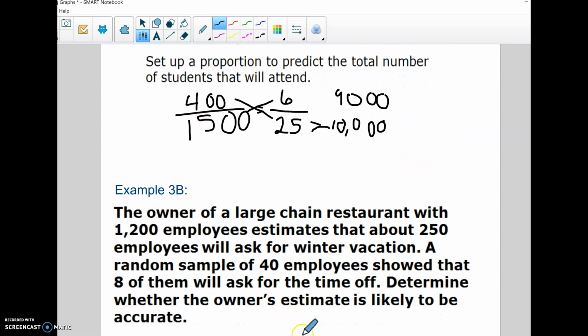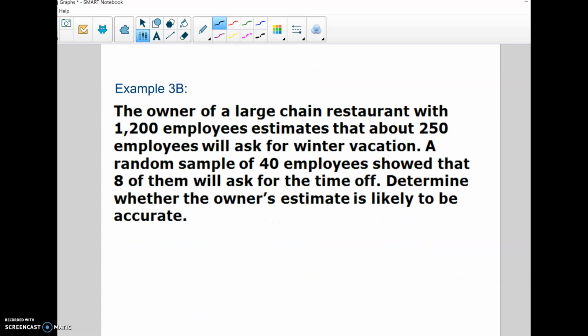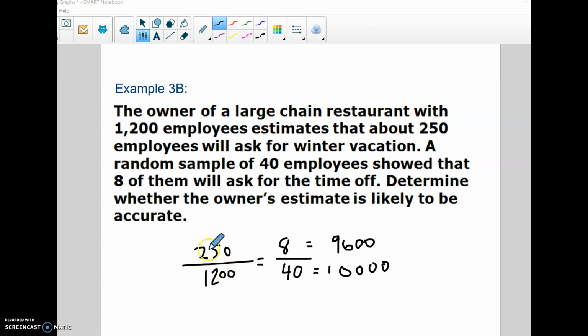Pause the video and try this one and see if this estimate is reasonable. I will put the answer up here in a second, so you guys pause the video and try it on your own. Okay, so when I set this up, I did 250 out of 1,200 was the estimate that this many people would ask for vacation, and they surveyed, and 8 out of 40 said that they would want it. So I cross-multiplied, checked cross products, so this was 9,600, and then this here was 10,000.